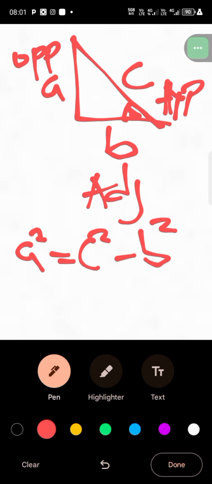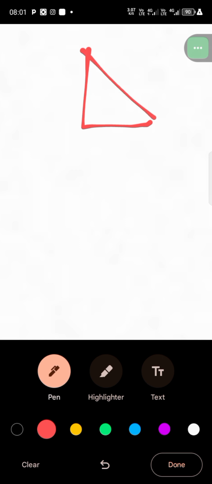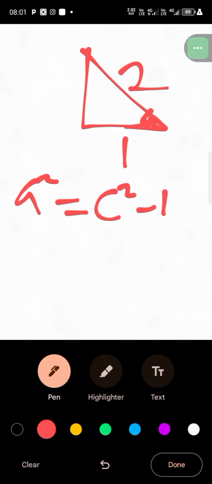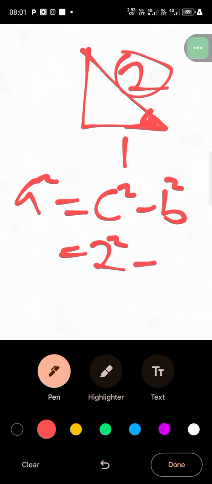If you have to find b, you take another formula depending on which side you are looking for. Now let's assume this is 2, using the formula and the angle. That unshaded angle is 60. We have 2, we have 1. We want to look for the side that is not given. So we have a square equals c square, which is 2, minus b square, which is 1. So we have 2 square minus 1 square, which is the one there below.